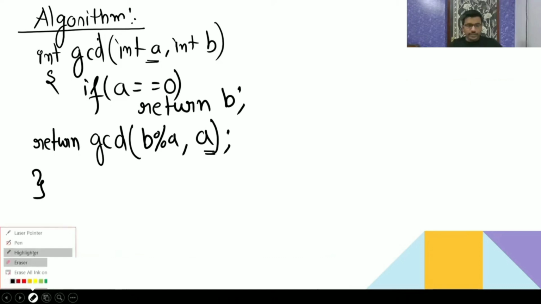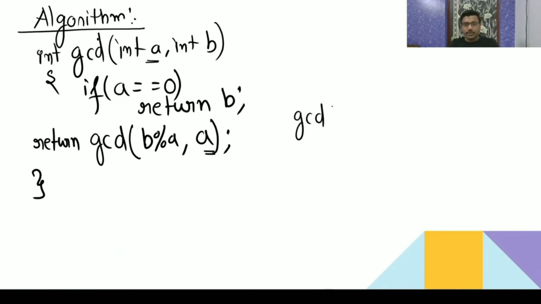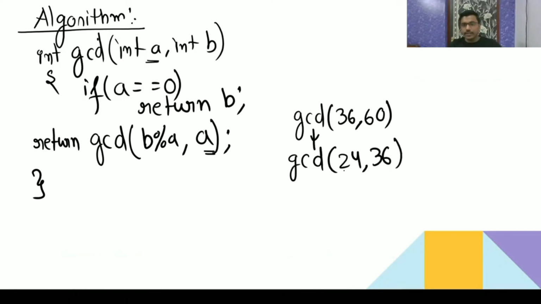Now see, I am going to take GCD. The numbers I have chosen are 36 and 60, the same as before. I am calling the GCD, so A is going to be 36 and B is going to be 60. First I am checking: is A equal to 0? No. Then it is going to return GCD again. Now B mod A, B is this, mod A, is going to be 24. Then A, which is 36, is now going to become B.